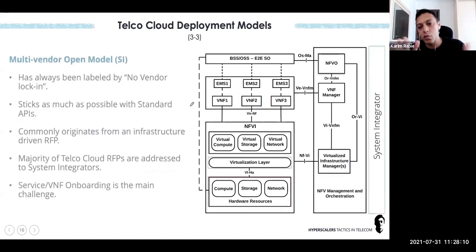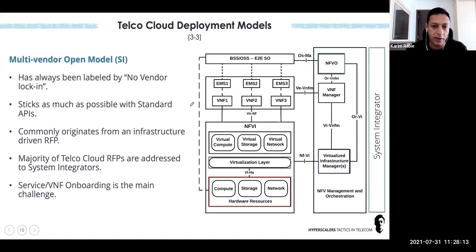In the middle, there was one other choice, where you, as an operator, try to have some sort of multi-vendor open model relying on a system integrator. For example, you do an infrastructure-driven RFP, an RFP to build the cloud. You address the RFP to system integrators that can bring you a multi-vendor stack and commit to integrate it. We saw that actually in many operators. We saw that in Telefonica, we saw that in STC. So that was seen as something in the middle.